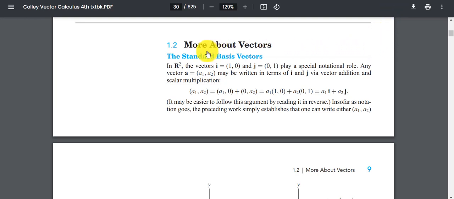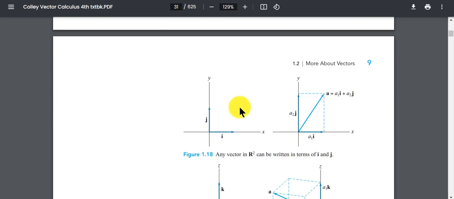Okay, let's move on to section 2 here. It's called More About Vectors. And suppose we just have the xy plane. And of course, we can draw all kinds of vectors in here. But we want to single out two of the most important vectors, and maybe the simplest vectors as well. They're simple in the sense that this is only in the x direction, and this is only in the y direction.